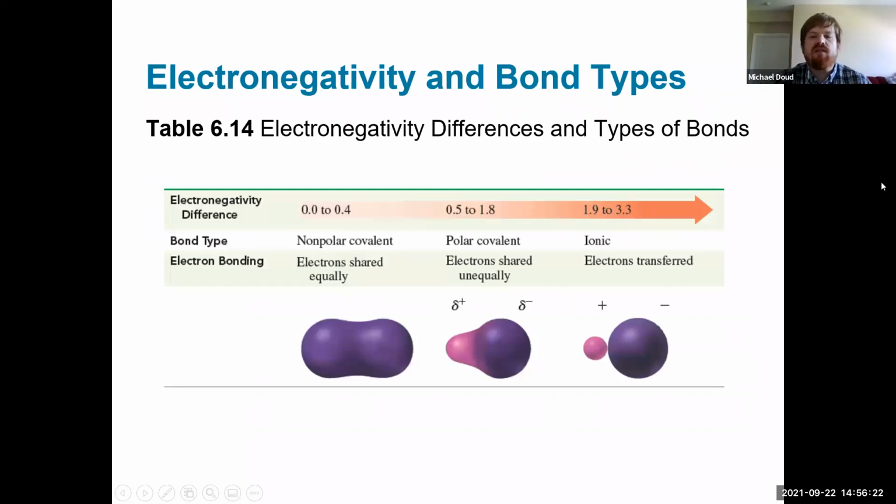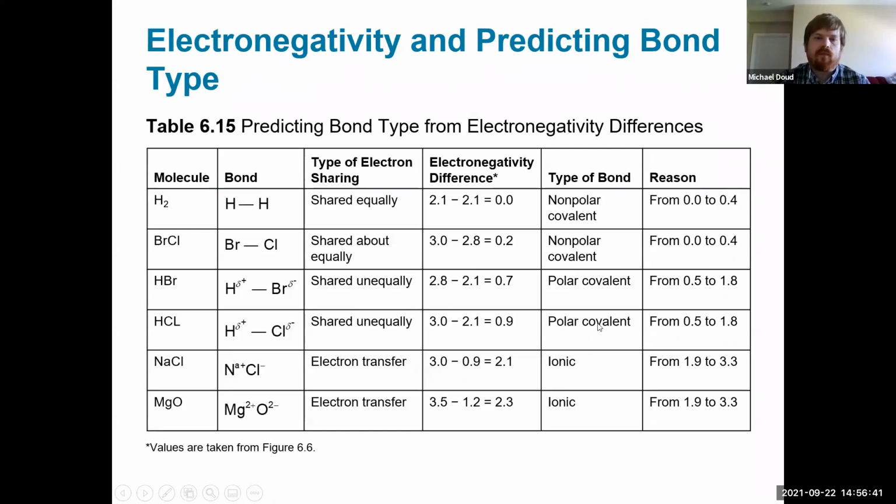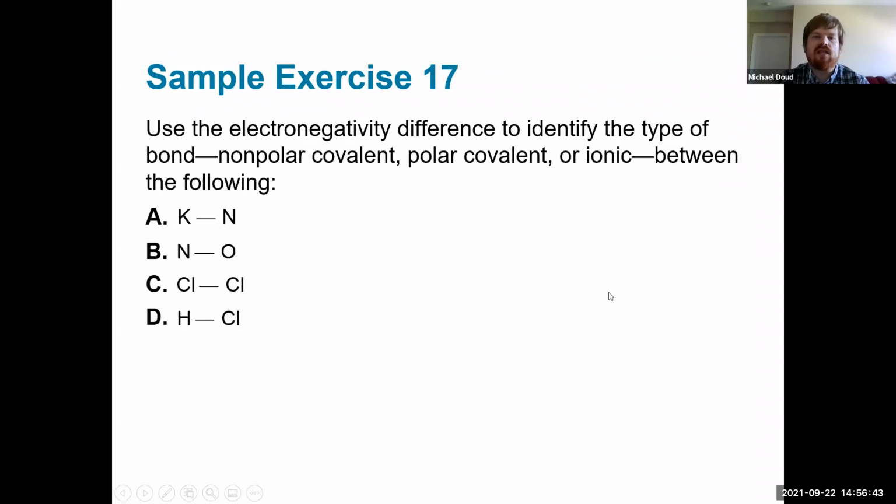And this is kind of another way of showing that here, where in nonpolar covalent, the electrons are equally shared. There's no buildup of charge on one side or the other of the molecule. Whereas a polar covalent bond has a partial positive and partial negative end, and an ionic bond has a fully positive ion and a fully negative ion. And this is just a table from your text here. Okay, all right, so that was a lot.